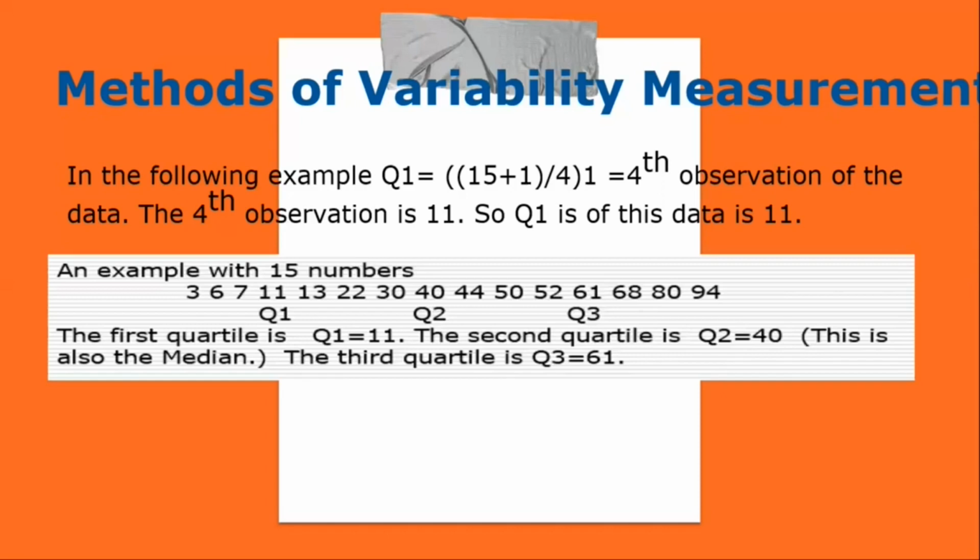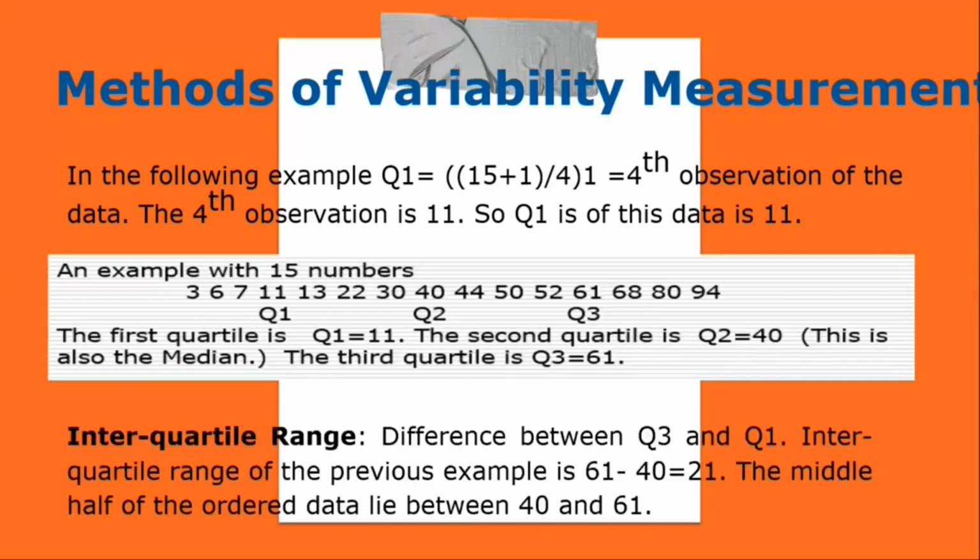The third quartile is Q3 equals 61. Interquartile range: the difference between Q3 and Q1. The interquartile range of the previous example is 61 minus 40 equals 21. The middle half of the ordered data lie between 40 and 61.